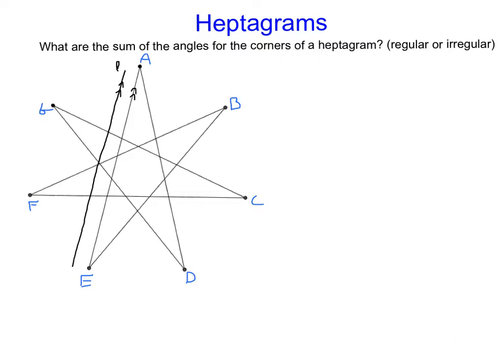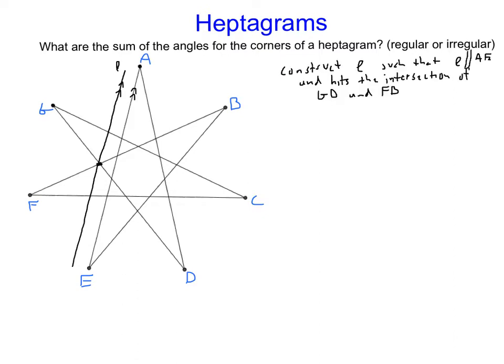Okay, we've already drawn L. So I'm going to mention something about L. I'm constructing this line such that it's parallel to this one, AE, and hits this point, which is the intersection of GD and FB. And we got all that down there. And this does a couple useful things for me.